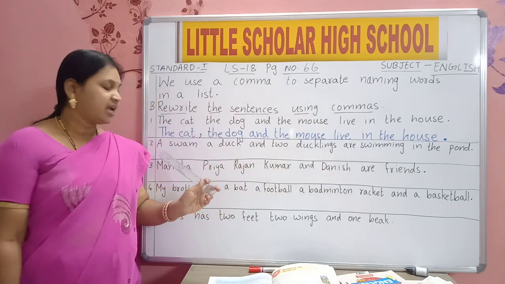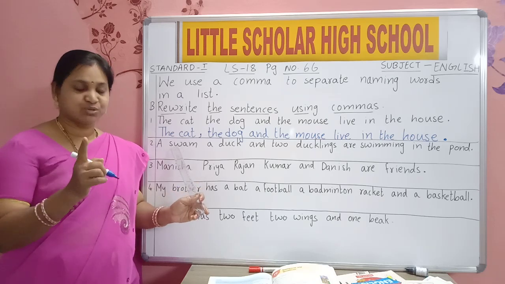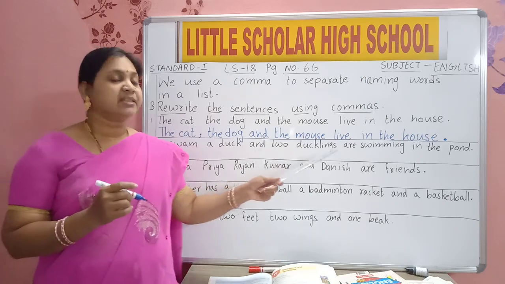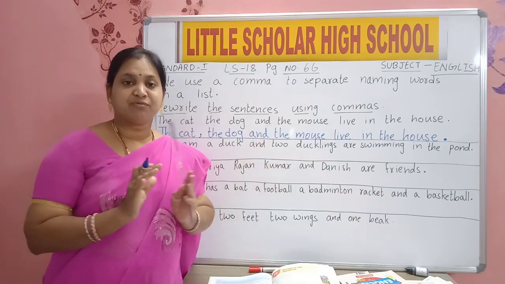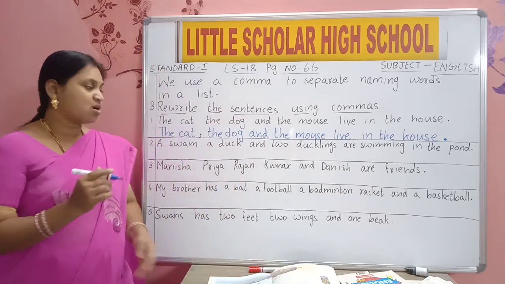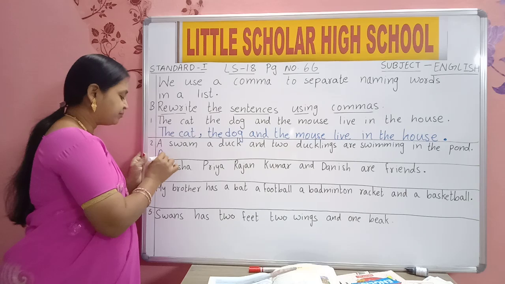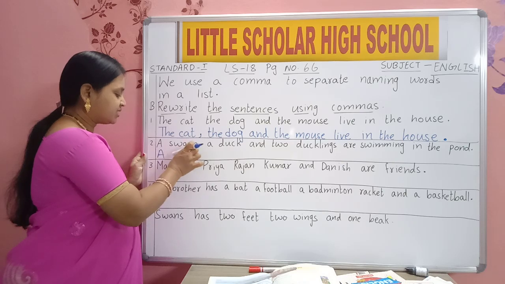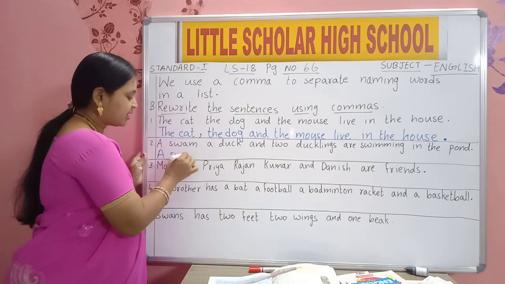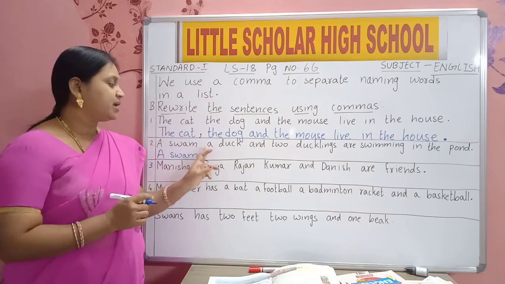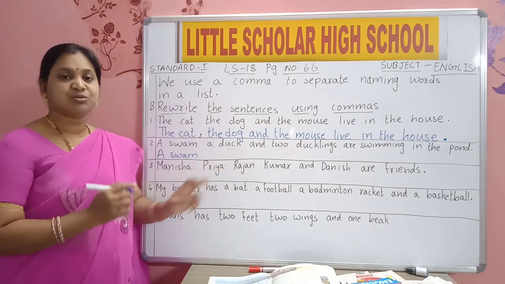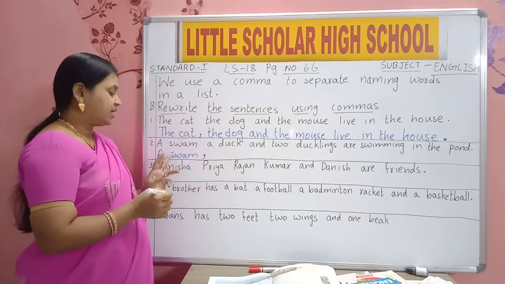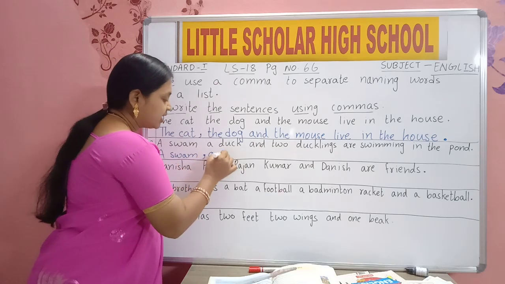So here a swan means one swan, a duck means one duck, and two ducklings means two baby ducks. They are swimming in the small pool of water, the pond. Now where to put commas? Shall we start? Start with capital A. A swan. Leave a finger space gap and write. After a swan, a duck. So what should we do to separate this swan and duck? We should put a comma in between. A swan, comma, a.